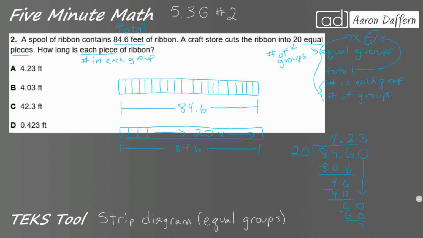And so you can see that there were three different options that had the 4 and the 2 and the 3. If you wanted to estimate, 20 into 84 is kind of like 80, we could have seen that 4 would have been closest to our answer here, which is A.